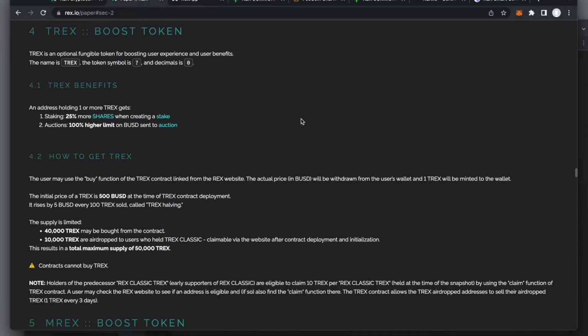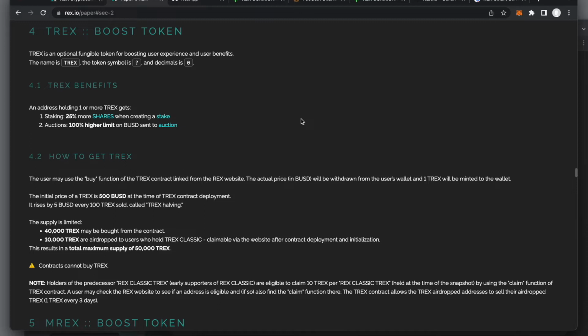What is TREX? TREX is a boost token, so it's not designed to be a trading token, although it is a trading token, but it's not. It's really designed just to have it and to hold it, and to cherish it and to use it rather than to trade it. So TREX is optional. You don't need a TREX in order to be able to use the REX protocol, but it gets you a lot of good stuff. So TREX is an optional fungible token for boosting user experience and user benefits.